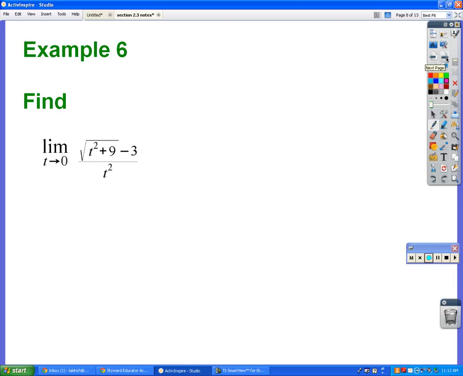Okay, I feel like we've done this one before also. So do you want to run through this again, just for fun? So what am I going to multiply the top and the bottom by? The opposite, the conjugate. Right, the conjugate.